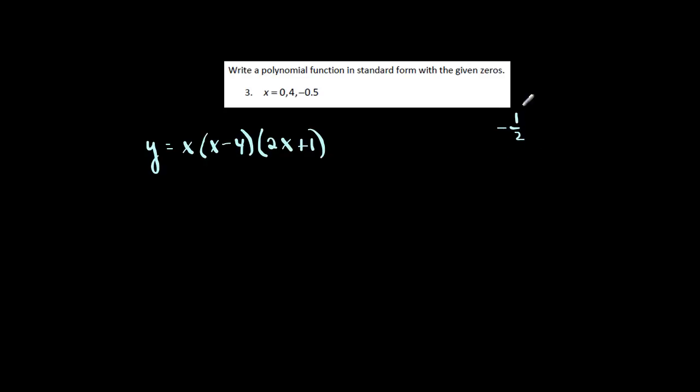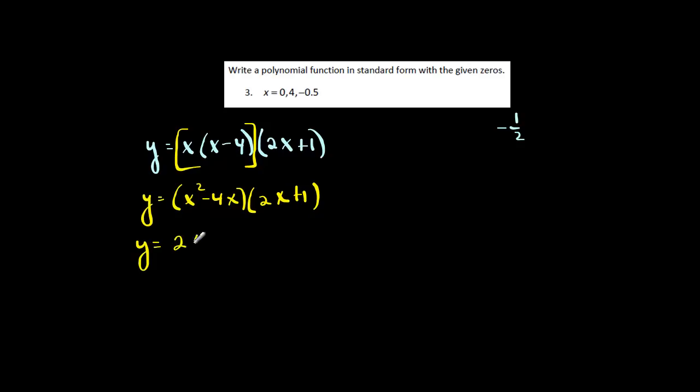And if you remember back in chapter 4, the denominator was the coefficient of x when you put it back into factored form. So they want you to write this in standard form. So what we're going to do is multiply the first two first. So x times x is x squared. X times negative 4 is negative 4x. And then FOIL this out to get your final answer.